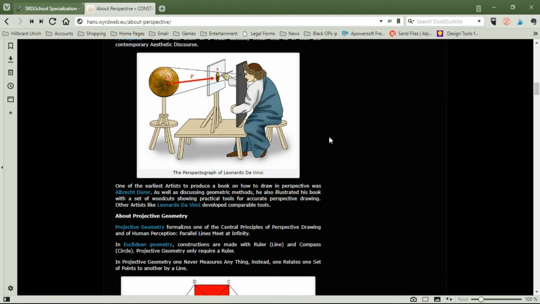So moving on, one of the earliest artists to produce a book on how to draw in perspective was Albrecht Dürer. Oh, not the German. As well as discussing geometric methods, he also illustrated his book with a set of woodcuts showing practical tools for accurate perspective drawing. Other artists like Leonardo da Vinci developed comparable tools.